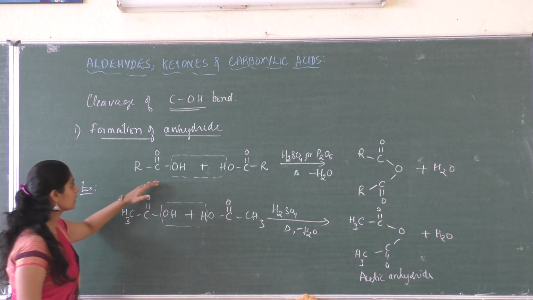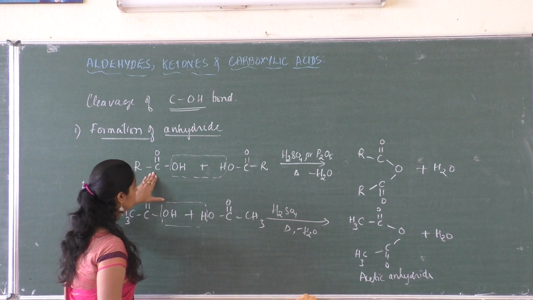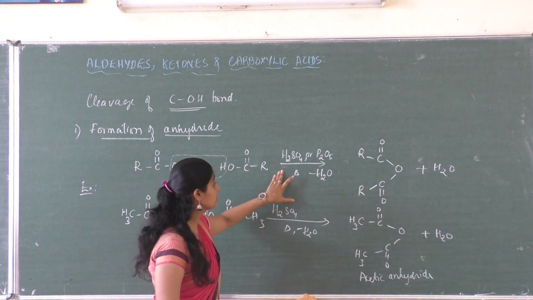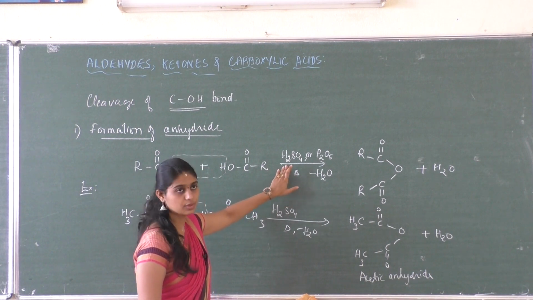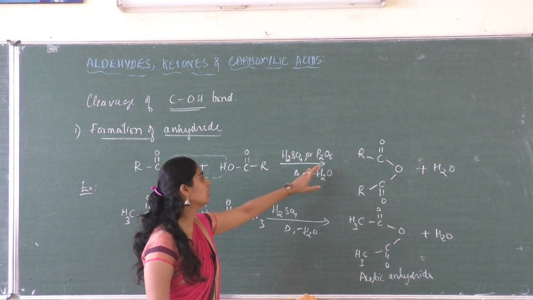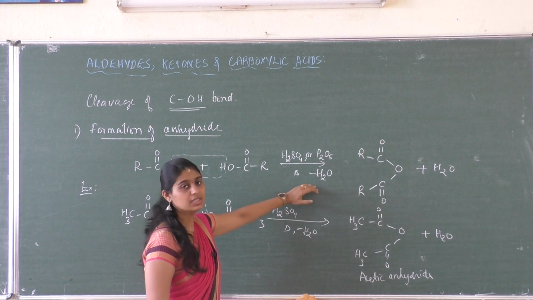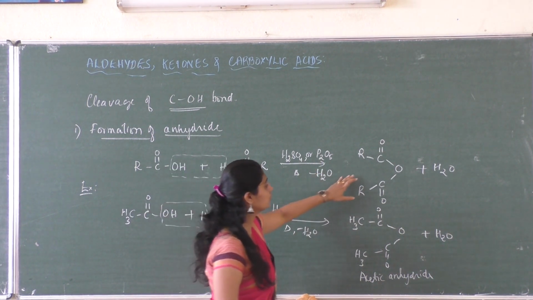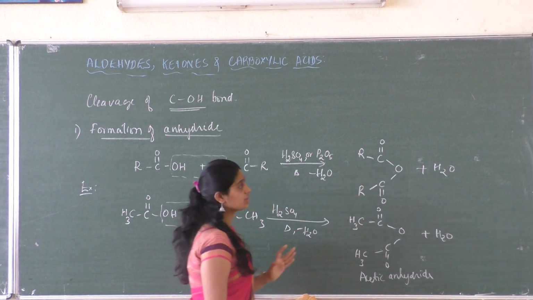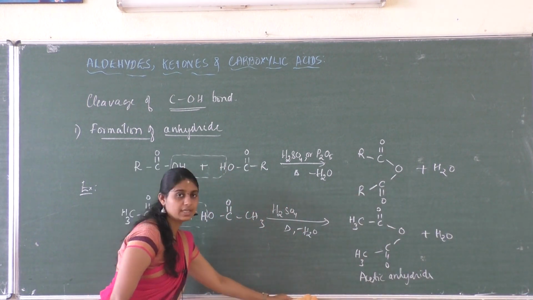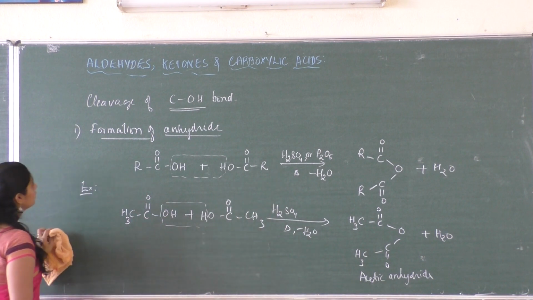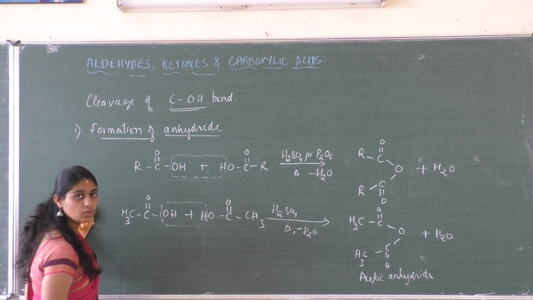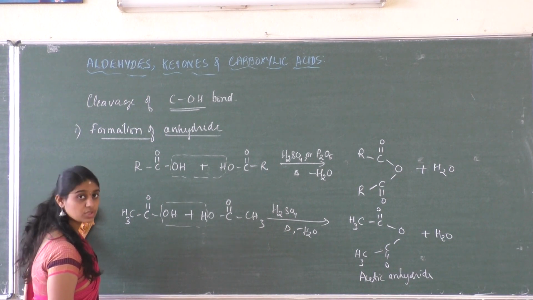So when a carboxylic acid is heated in the presence of dehydrating agents, concentrated sulfuric acid or phosphorus pentoxide, dehydration takes place, or a molecule of water gets removed, so as to form anhydrides. This is one of the preparative methods for anhydrides. And the second method which involves the cleavage of the carbon to oxygen bond is the formation of esters.